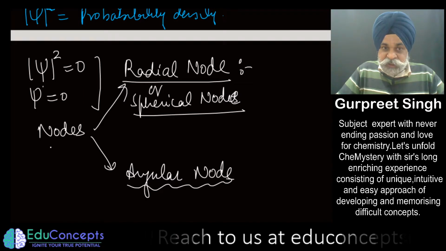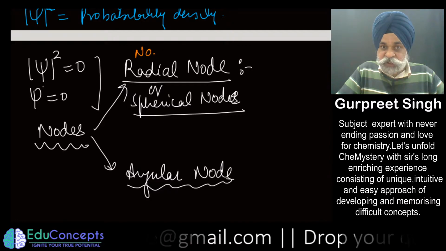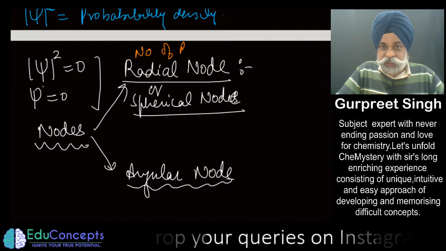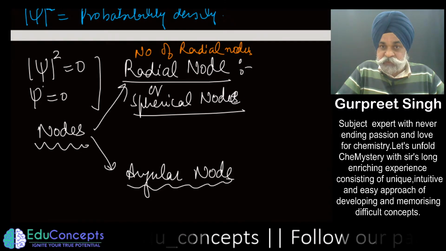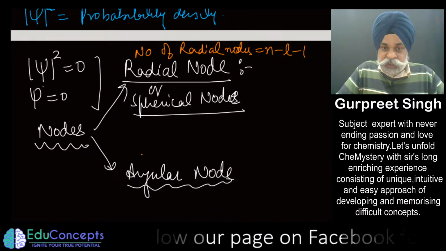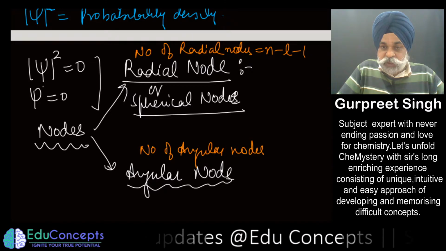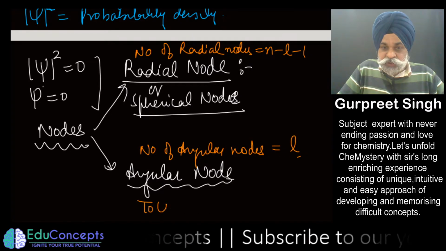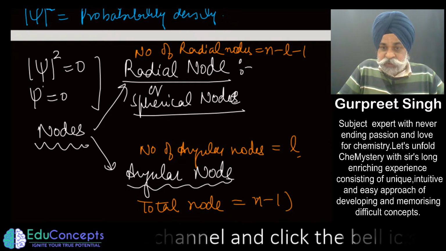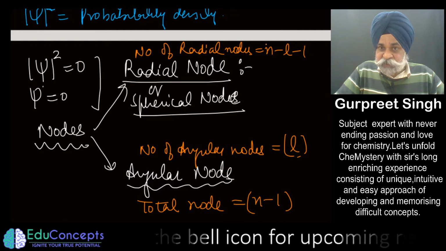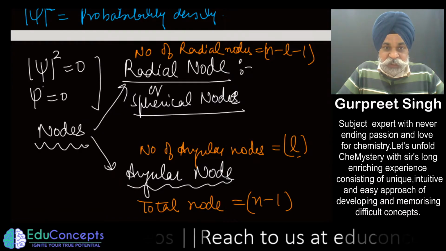This in itself is a very interesting topic from which you can get a question. There is a question based on the number of radial nodes. The number of radial nodes is equal to n minus l minus 1. The number of angular nodes is equal to l, and the total nodes you end up getting is n minus 1. I will make another video especially for this particular topic. Now let me conclude where I was.